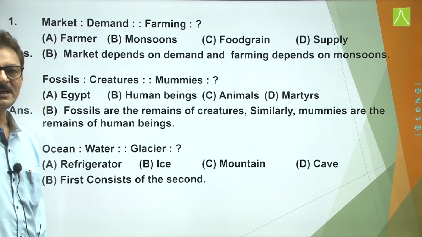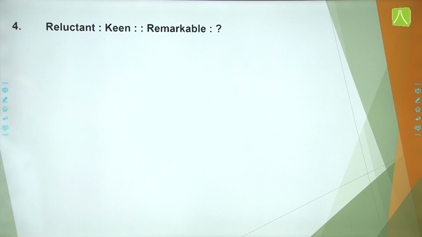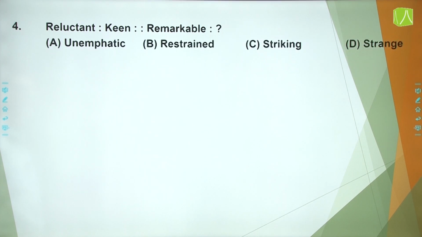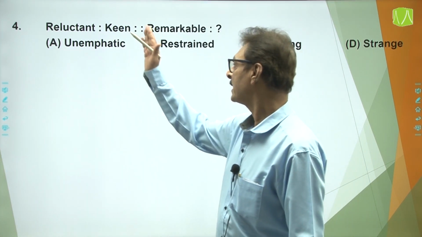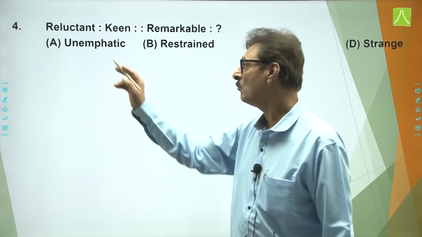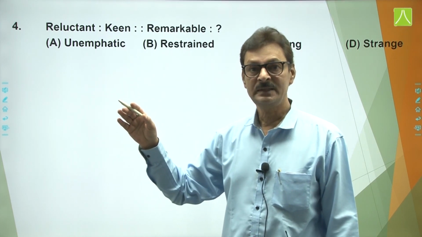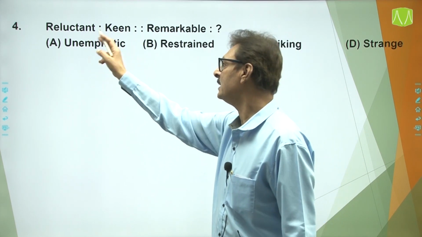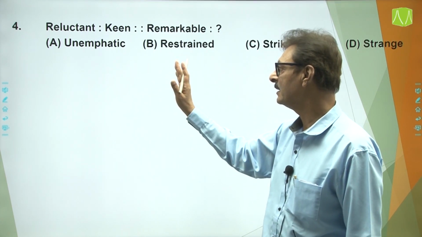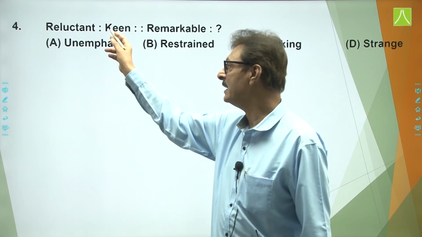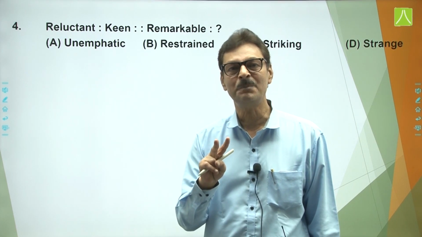I hope the questions based on analogy are clear to all of you. Moving on with the next example. Reluctant is to keen, similarly remarkable is to what? Unemphatic, restrained, striking or strange? What is the meaning of keen? Eager. What is reluctant? Lack of enthusiasm. So reluctant and keen, are they synonyms or antonyms? Reluctant means refusing to do any work, keen means being enthusiastic about any work. So reluctant and keen are antonyms, opposite words.